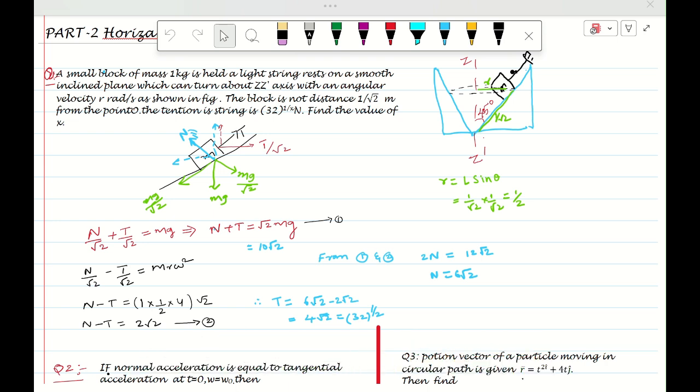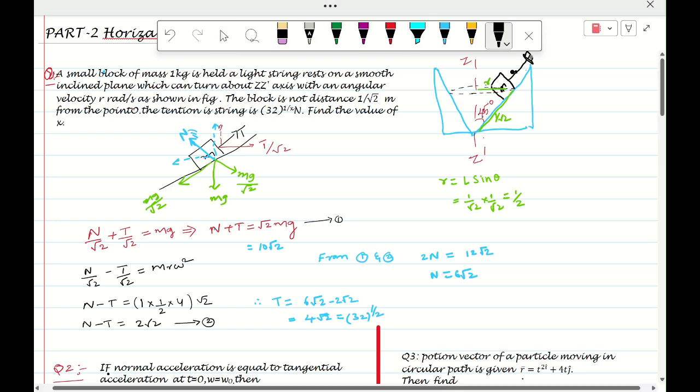So this is the question given. The system is rotating in this figure. There is a mass m rotating about the z dash axis. The mass is connected to a fixed support with a massless string, so the tension is T. He is asking us to find the tension. Find the value of x when the tension is 3 to the power 1 by x. So automatically the answer will be 2, no doubt at all.